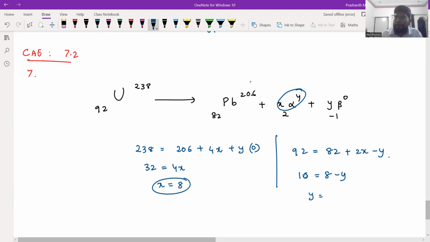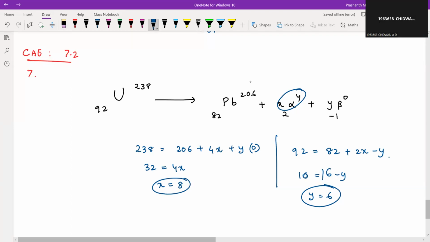what is the answer? Anything missing? Sir, it should be 2 into X actually. Okay, 2 into X. Okay, I should take 16, right? Yes, 16 I should take, so Y is equal to 6. Okay? Yes, sir. So, next, question number 11.